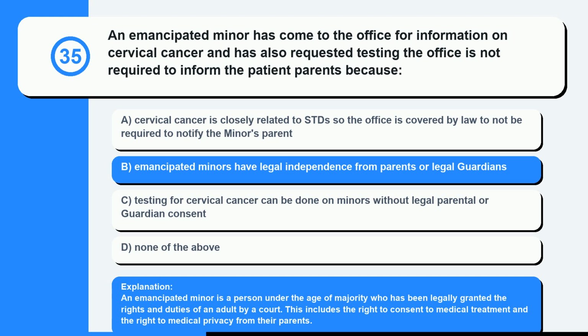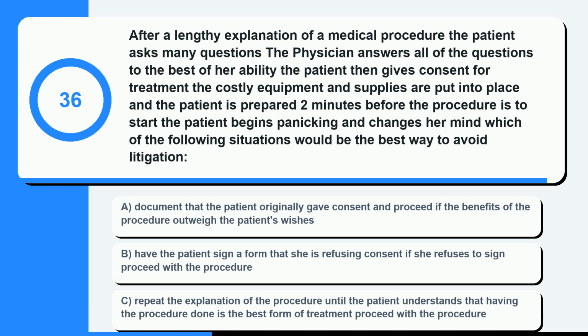Question 35. An emancipated minor has come to the office for information on cervical cancer and has also requested testing. The office is not required to inform the patient's parents because A. Cervical cancer is closely related to STDs, so the office is covered by law to not be required to notify the minor's parent. B. Emancipated minors have legal independence from parents or legal guardians. C. Testing for cervical cancer can be done on minors without legal parental or guardian consent. Or D. None of the above. The correct answer is B.